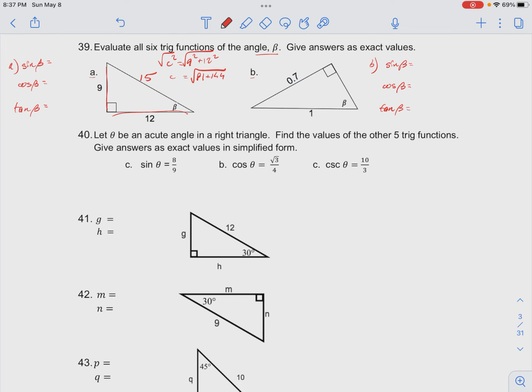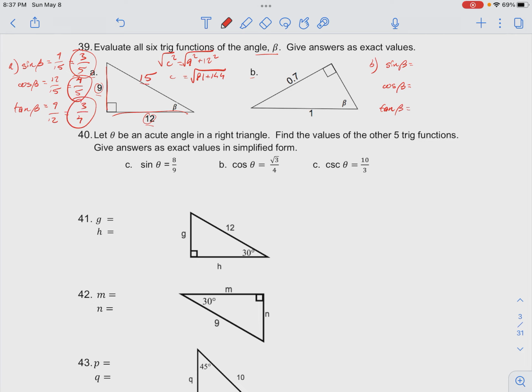So sine of beta is opposite over hypotenuse, which is 9 over 15. We can divide by 3 in numerator and denominator to simplify. That'll be 3 over 5. Cosine beta is adjacent over hypotenuse, which is 12 over 15. We can also simplify that to be 4 over 5. And tangent of beta is opposite over adjacent, which is 9 over 12. We can also simplify that to be 3 over 4.